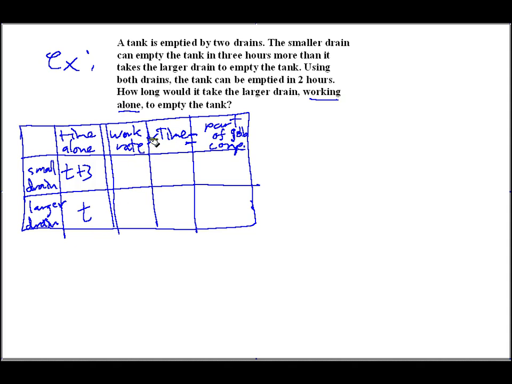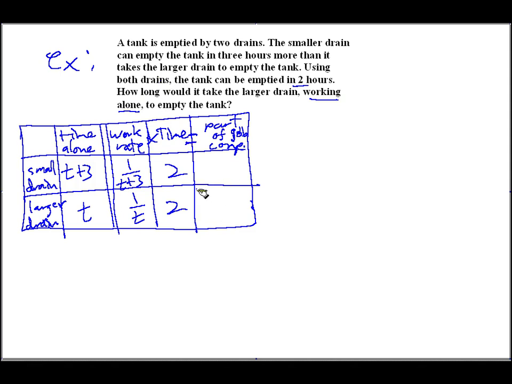All right, what's the work rate? Well, work rate is just the reciprocal of how long it takes you to do a job working alone. So 1 over T plus 3 for the small drain, that's the work rate. Work rate for the larger drain, 1 over T. Can we see that? How about the time worked? It says using both drains, the tank can be emptied in 2 hours. So if each drain is open for 2 hours, the job gets done. So 2 hours here, 2 hours here, working together.